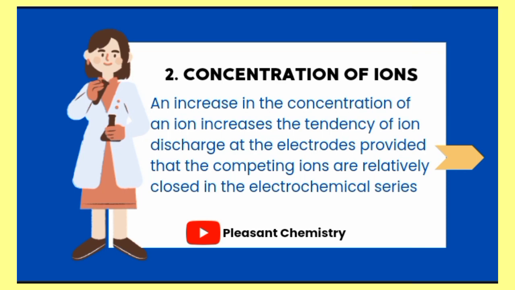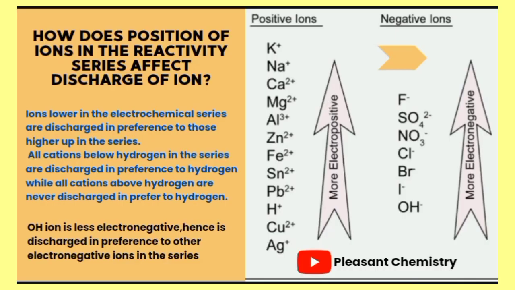Alright, concentration. Now, concentration will only affect ions that are relatively close in the activity series. Take for instance, when we are doing electrolysis of sodium chloride, dilute sodium chloride and concentrated sodium chloride. For dilute sodium chloride, it is hydrogen that will be discharged at the cathode, and then at the anode it will be hydroxide ion.